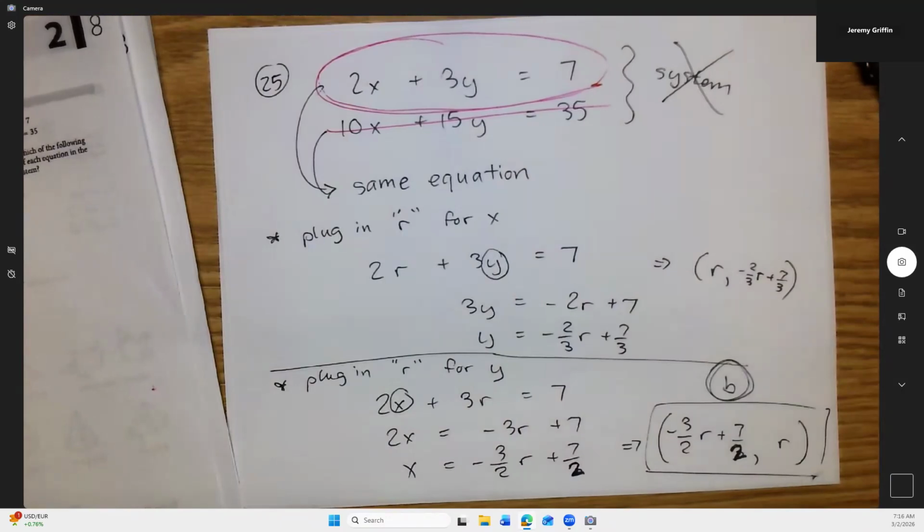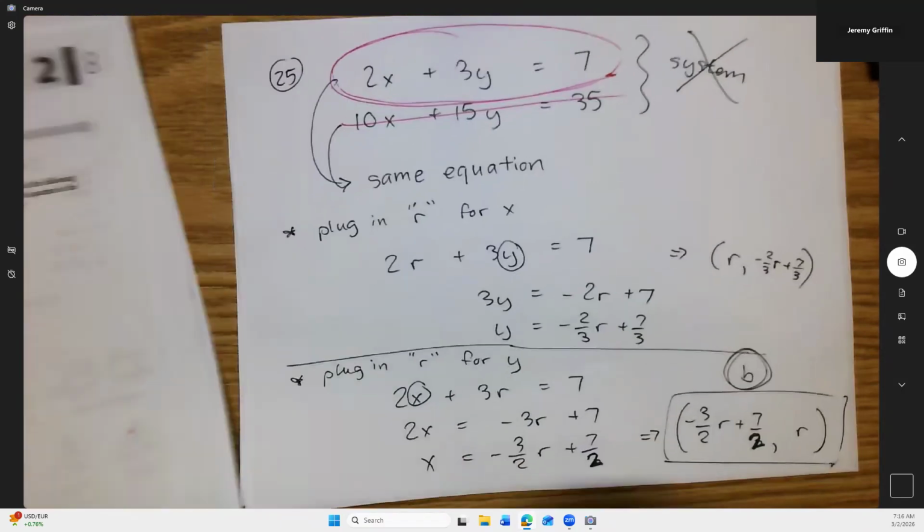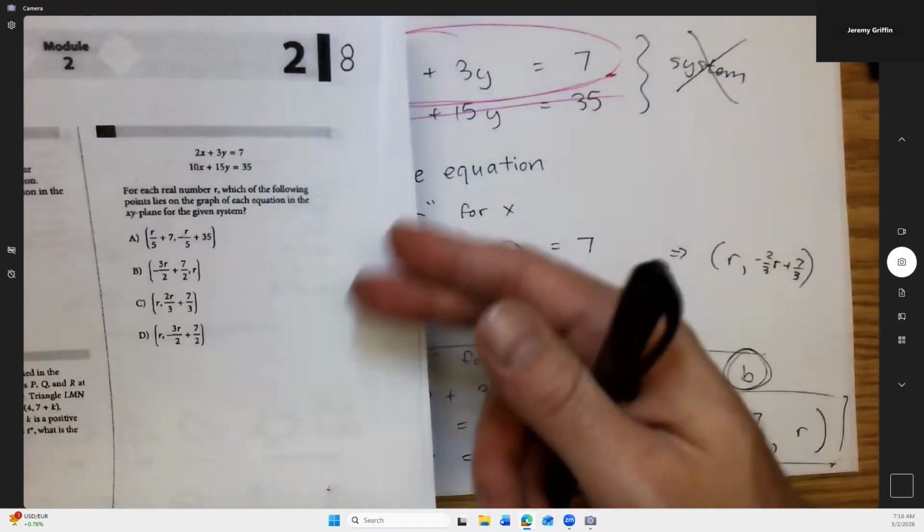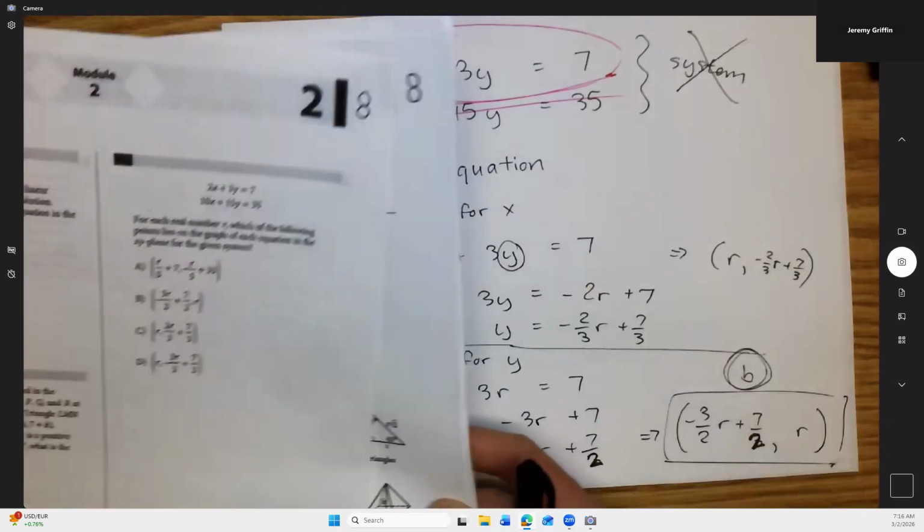This is one where you're somewhat at the mercy of what they choose as multiple choice answers. Sometimes you have to just plug them in and play with them.